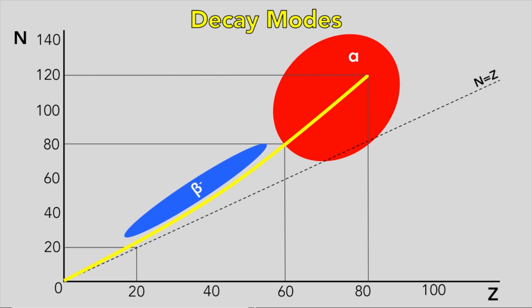Beta-minus emitters occur above the line with neutron-rich nuclei, and beta-plus emitters occur below with proton-rich nuclei. Electron capture also takes place down there, as it's very similar to beta-plus emission in terms of what it produces.